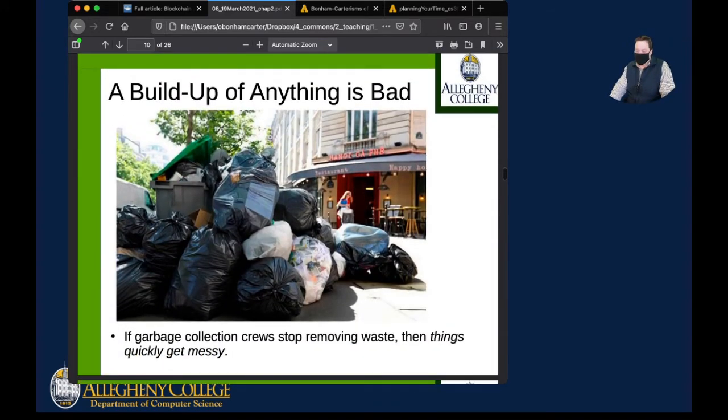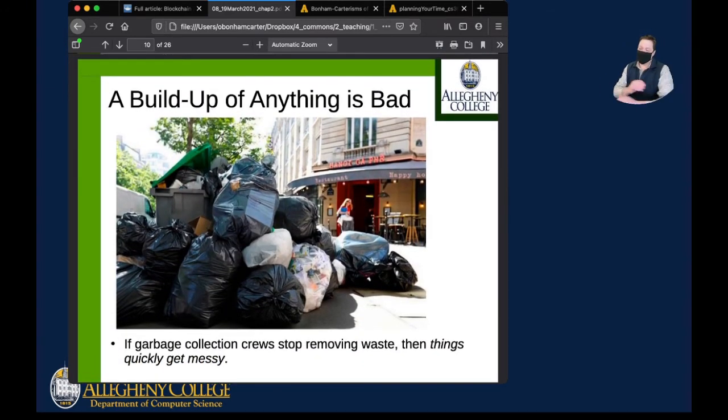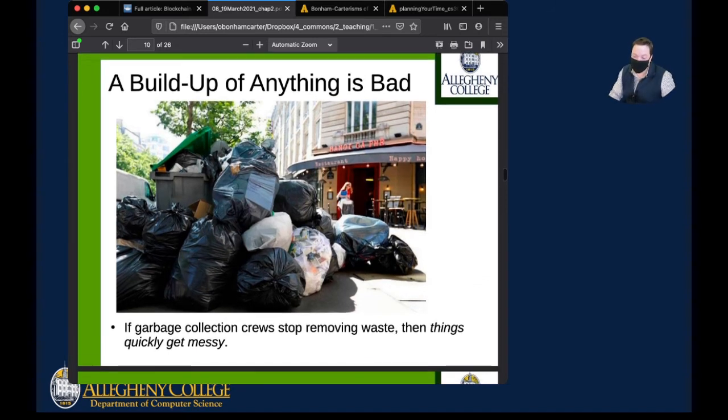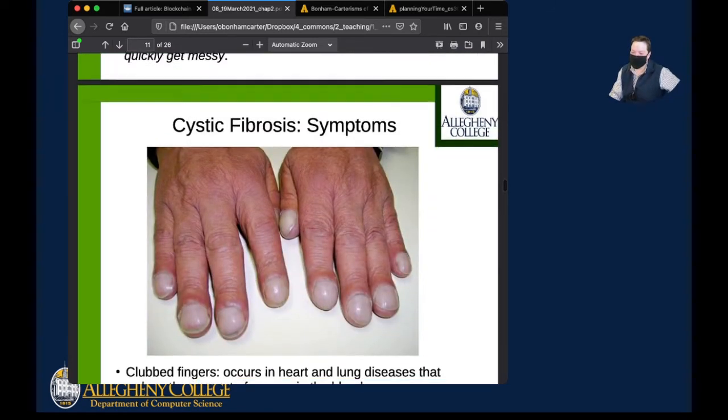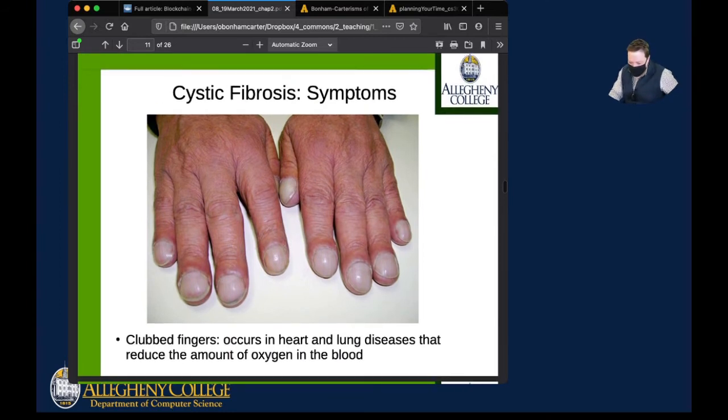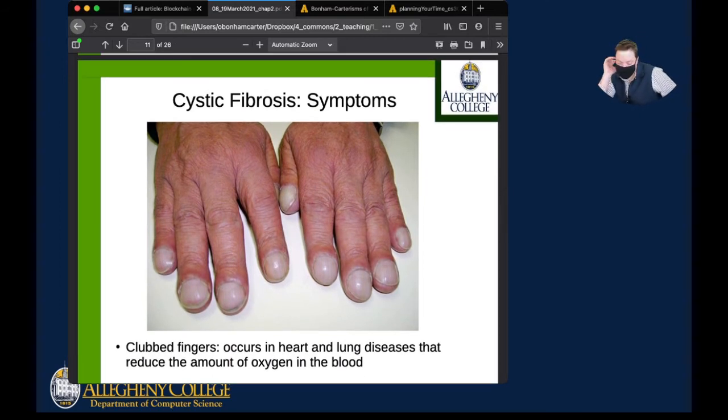So the take-home message here is that a buildup of anything that shouldn't be there, a buildup of any kind of toxin, is very, very bad for you. Things can get very messy if you don't clean these things out. This is kind of a horrifying picture, but when you have cystic fibrosis, you get what's called clubbed fingers, where the ends of your fingers become swollen. This occurs when your lungs and your heart are unable to process oxygen in the blood as they normally would.